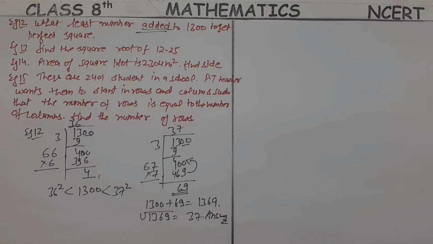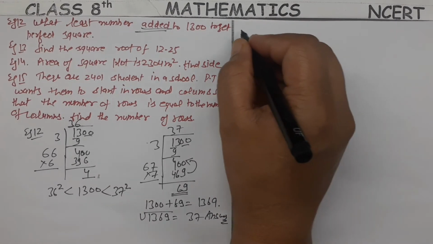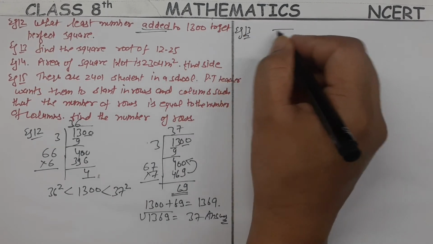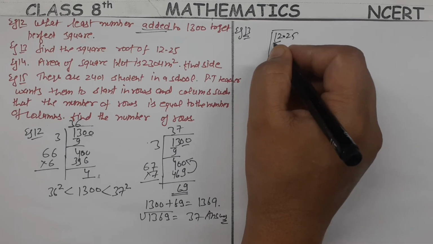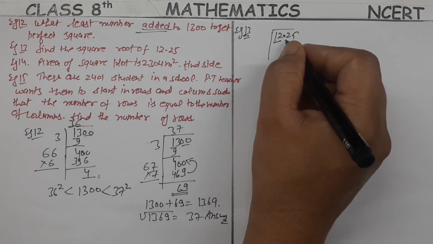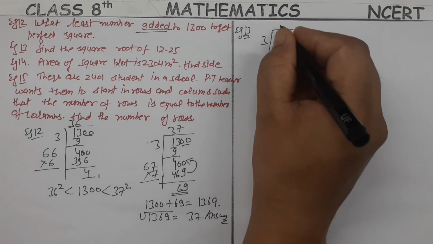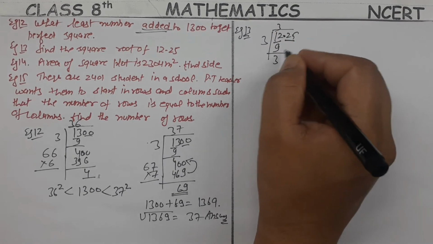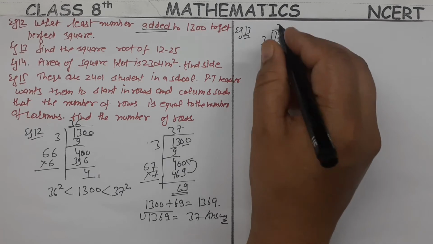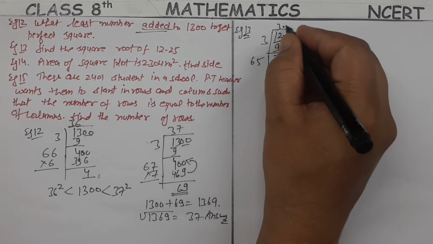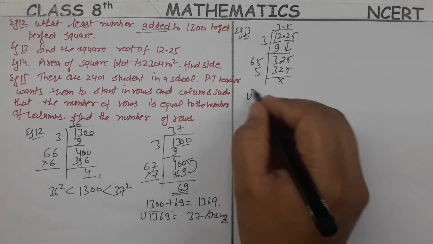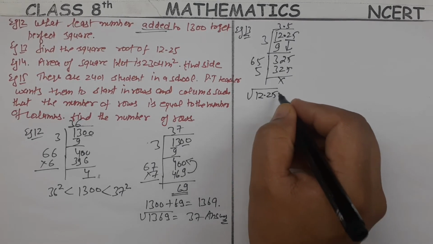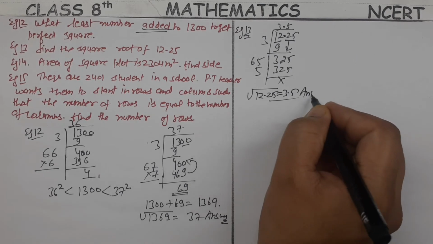Next is example number 13. Find the square root of 12.25. Decimal number. Easy question. Before the decimal, pair from the back, and after the decimal, pair with the decimal. 3 3s are 9. Then pair 25. Double of 3 is 6. Write 5. 5 multiplied by 5. We have remainder 0. Answer.